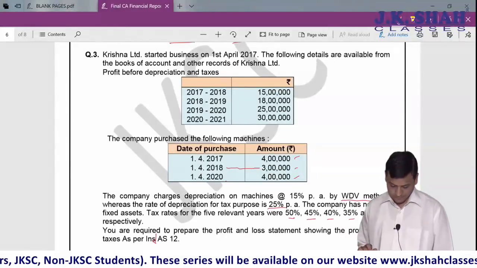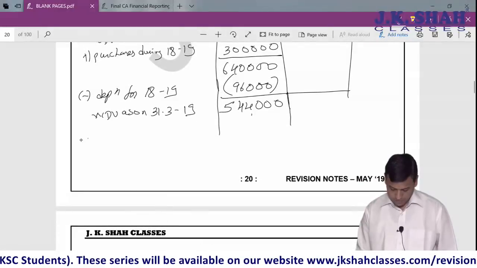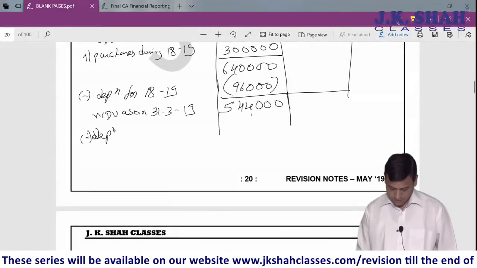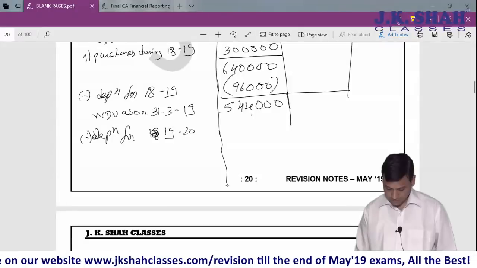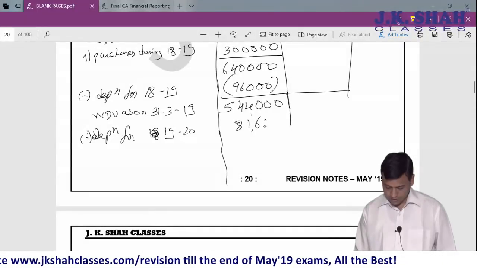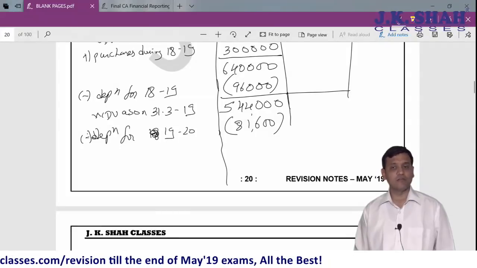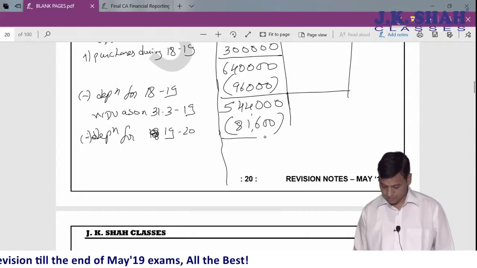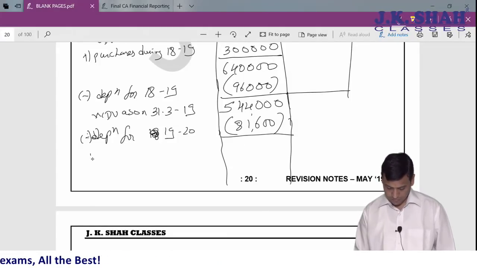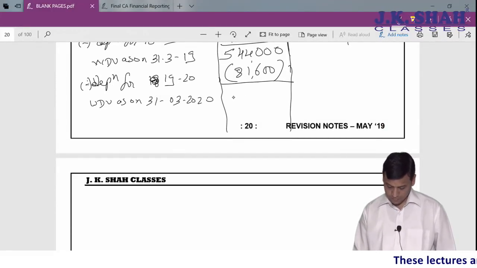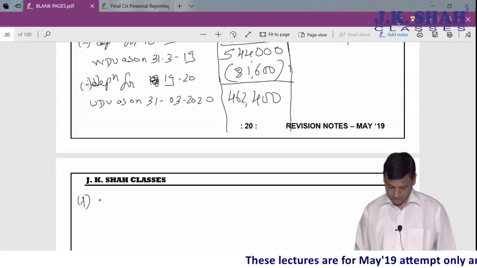On 1/4/20 you are buying. So, simple, less depreciation for 19-20, 81,600. I hope everybody is getting it. We are charging depreciation at the rate of 15%. Four lakh 62,400. I'll just carry that here.